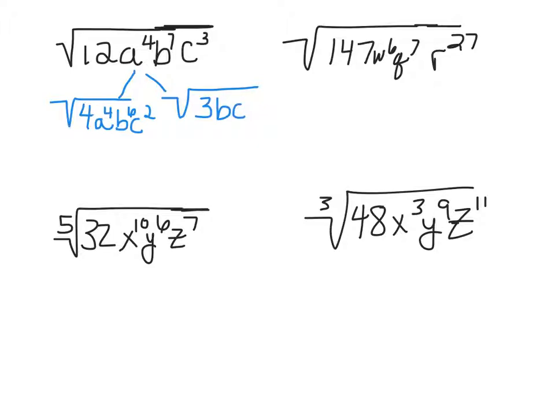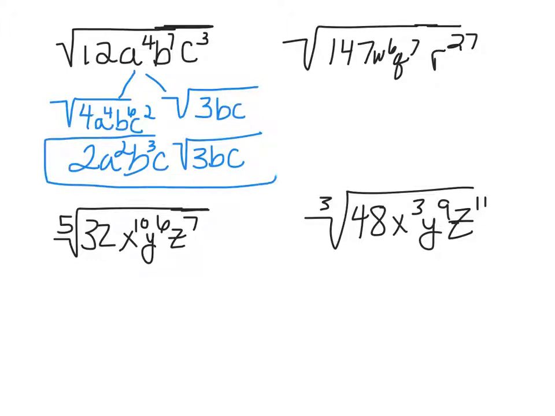So now what I do next is I look at the square root of 4, a to the 4th, b to the 6th, c squared, and I find the actual square root of that. The square root of 4 is 2. The square root of a to the 4th is a squared. Remember, I take 4 and divide it by the index. B to the 3rd, and c. And then what I have left underneath the other radical is the square root of 3bc, and this is the simplified form.